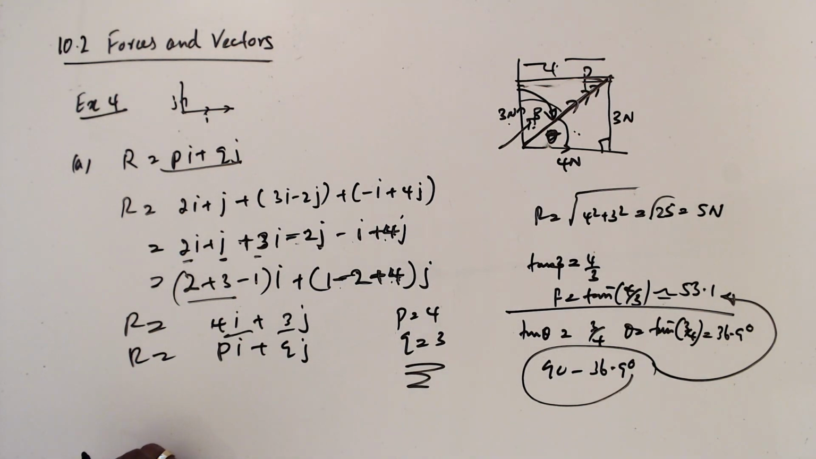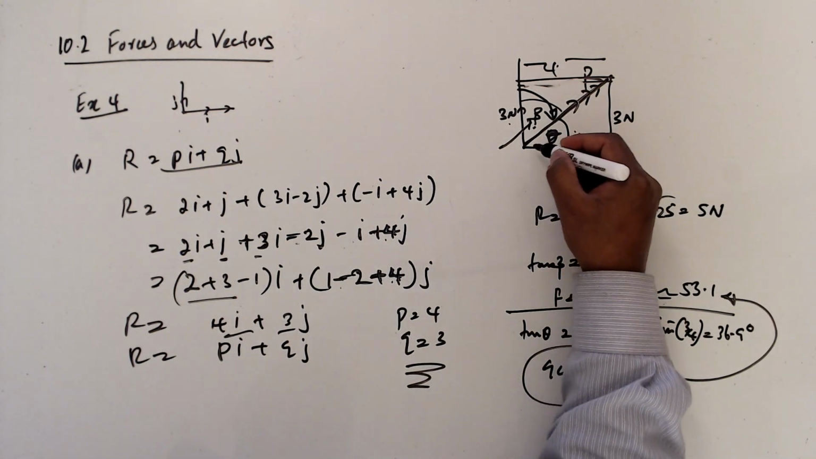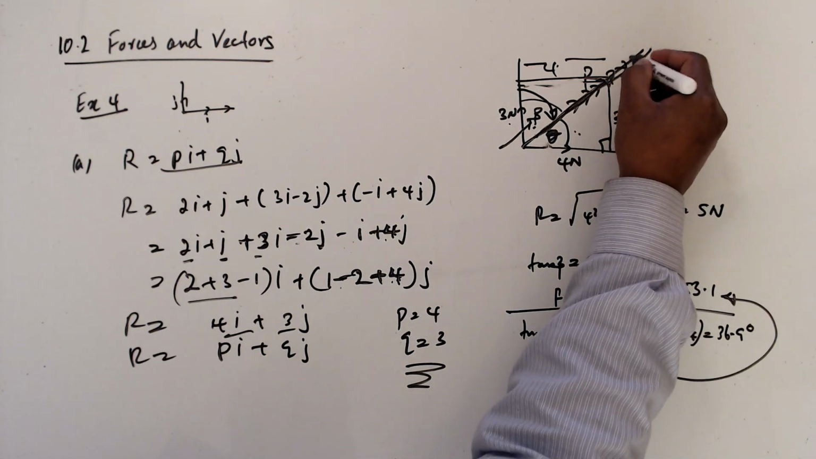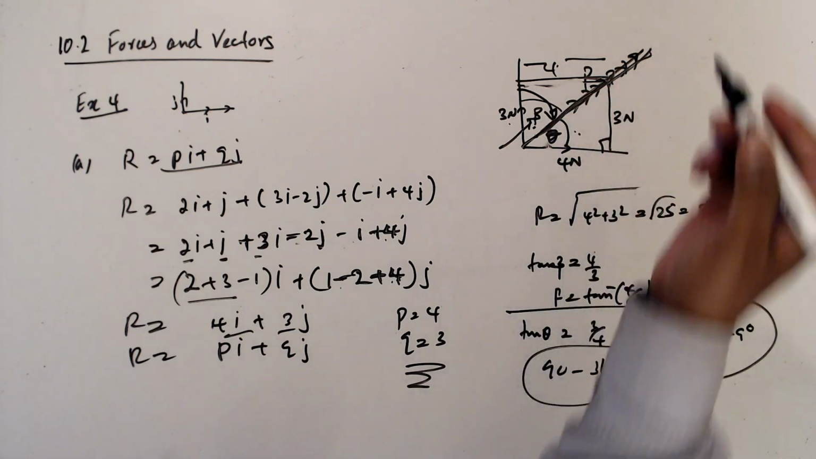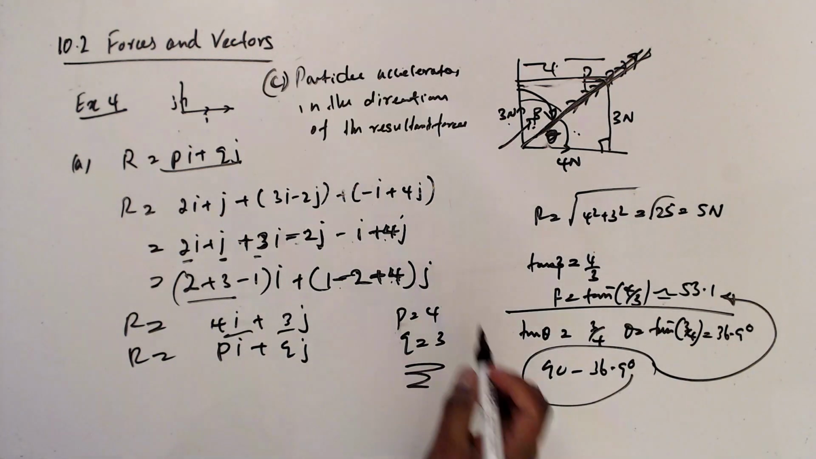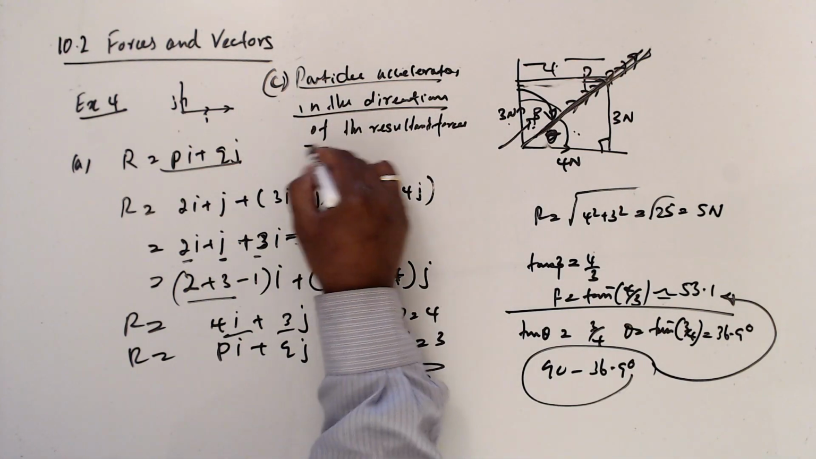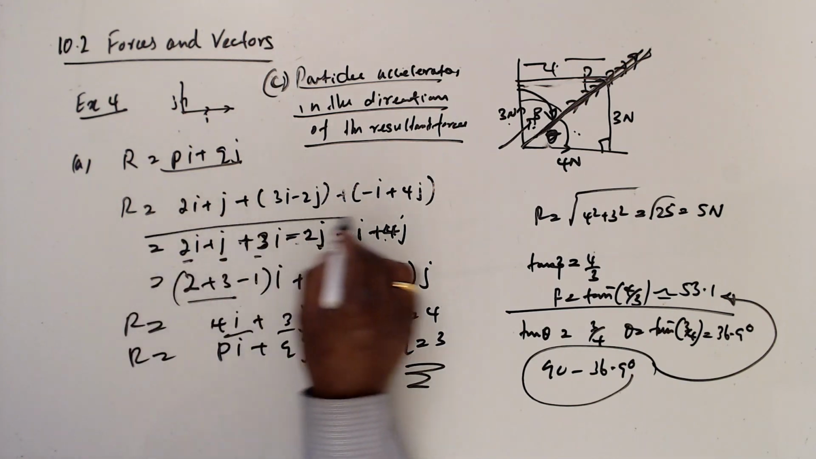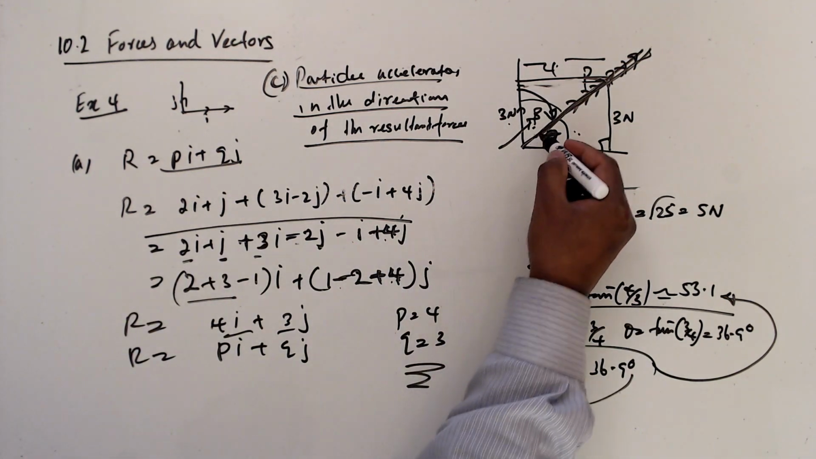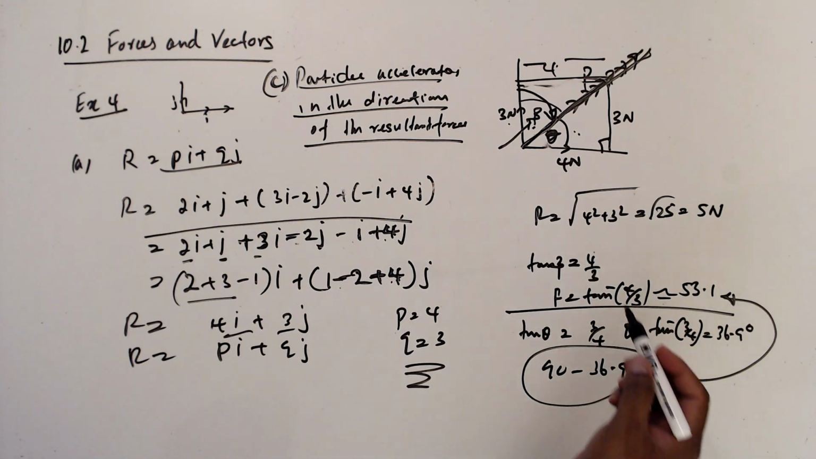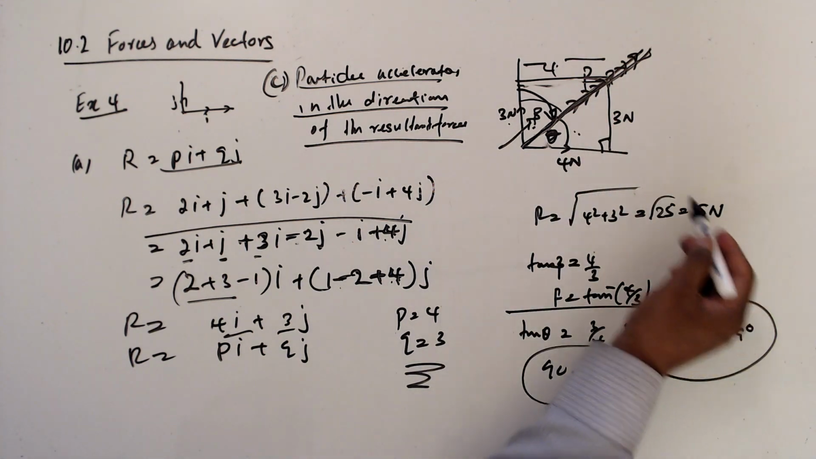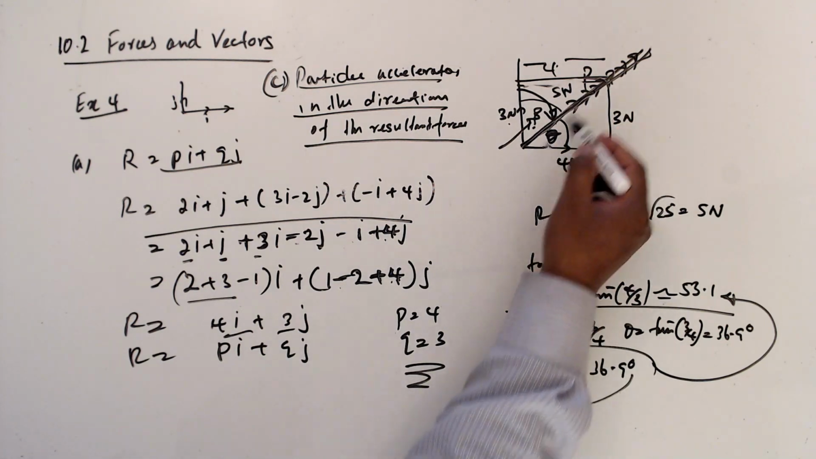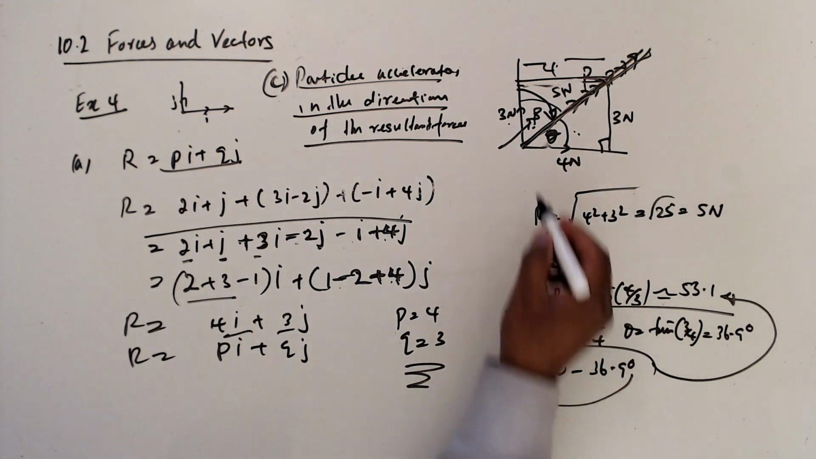Now the third part describes the motion of the particle. So the particle is going in this direction. The particle will accelerate in the direction of the resultant force. When you apply all the forces, the particle only feels this kind of force: root 5 Newton force in this direction. That's all this particle feels.